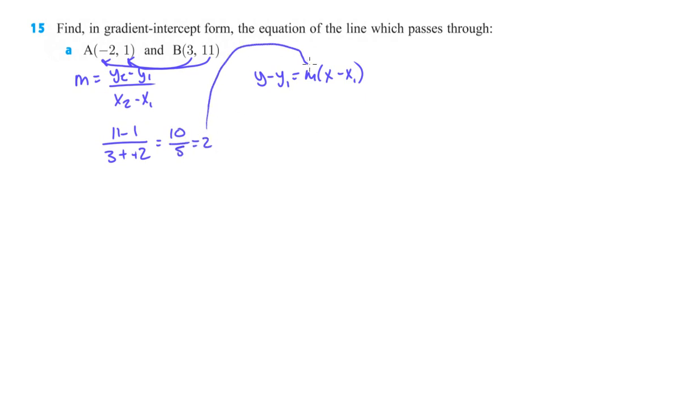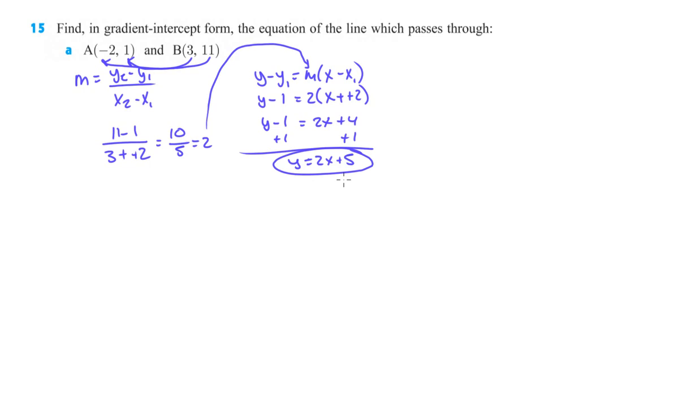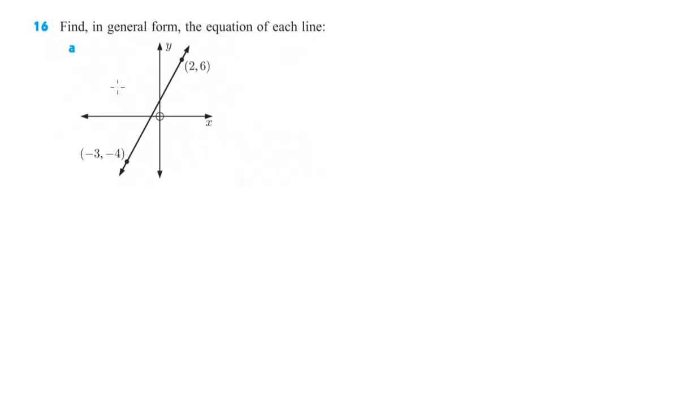So now we can take that, plug it in here for our slope, and then we can choose either point here. I'm going to choose this one because the numbers are a little bit smaller. So we got x minus negative 2, and we got y minus 1, and then we just simplify this. Equals 2x. This turns into a plus. 2 times 2 is 4. So we add 1 to both sides, and we get y equals 2x plus 5 would be our equation in gradient intercept form. Okay? All right, next one, 16.